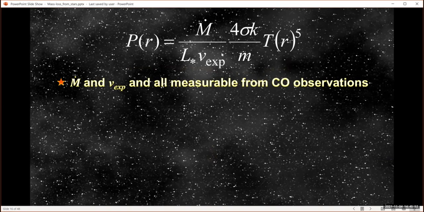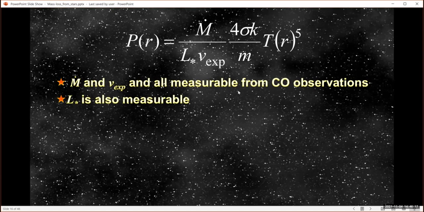Here's mass loss rate and expansion velocity. Those are things we can measure from carbon monoxide observations. In particular, because in the radio we have nice narrow lines that we can see from carbon monoxide molecules, we can use the Doppler effect to get the expansion velocity. And we can also use the strength of the lines to get how much material there is, so we can get a mass loss rate. So we can plug those in.